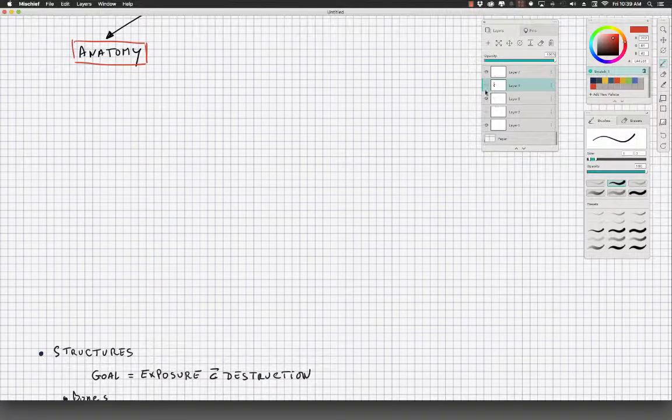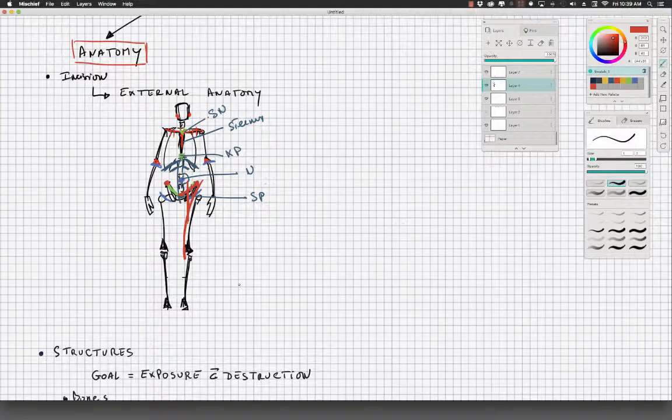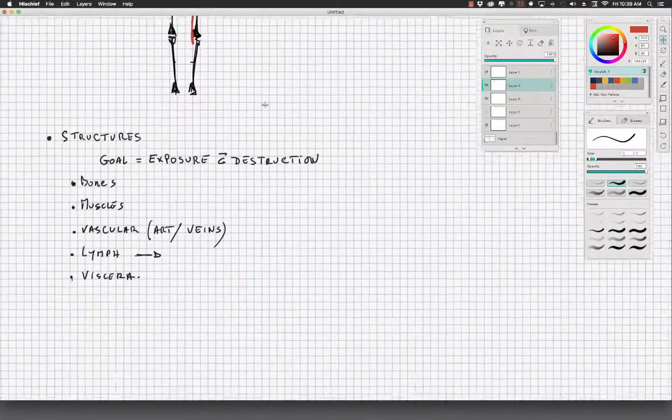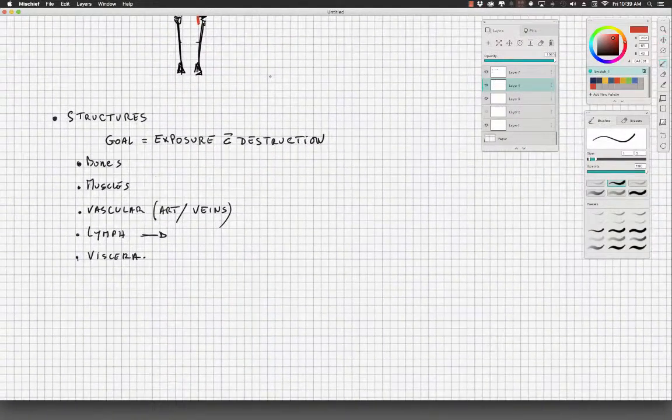So next, now that we know the external anatomy, we need to know what's inside, because the goal of any procedure is to expose the structure you need to remove or bypass without destroying the surrounding tissue. This is the goal of a surgical exposure.